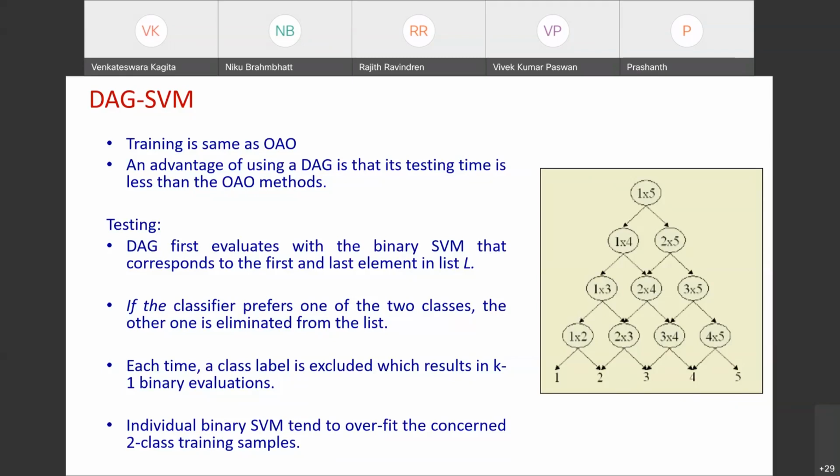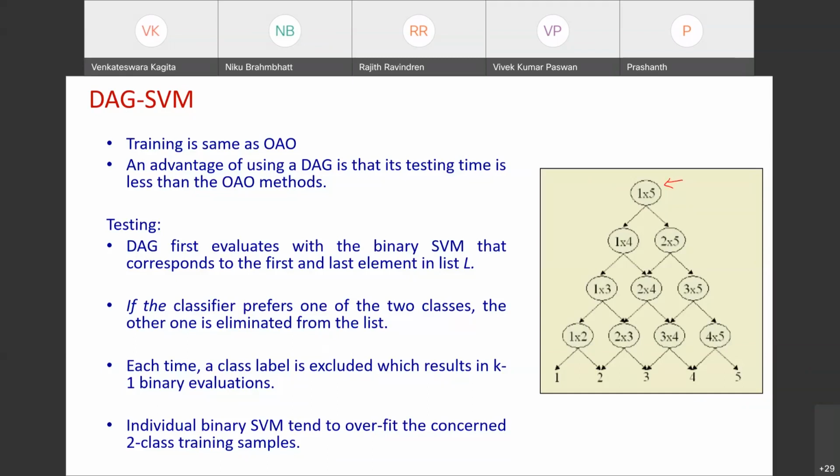Number of testings would be reduced. Okay, so as you can see here, I have 5 classes, and these are all the pairs of classes: 1 versus 5, 1 versus 4, 2 versus 5. All these are the pairs possible, and we are learning a classifier between every pair of classes. And 1 versus 5 is organized at the root node, which means the very first class and the very last class. Right? So this is at the root node.